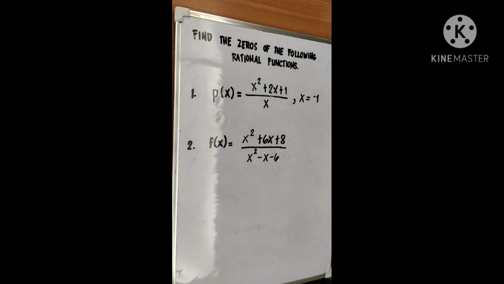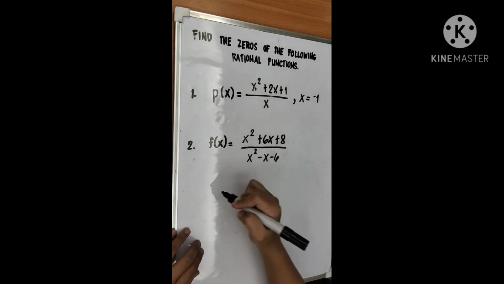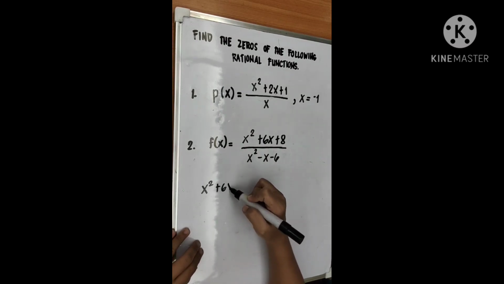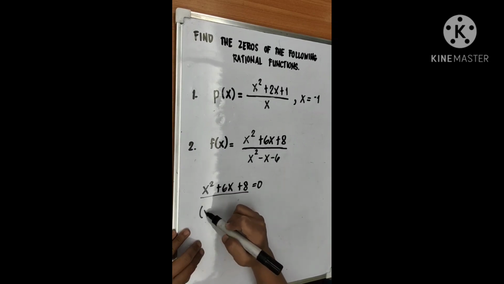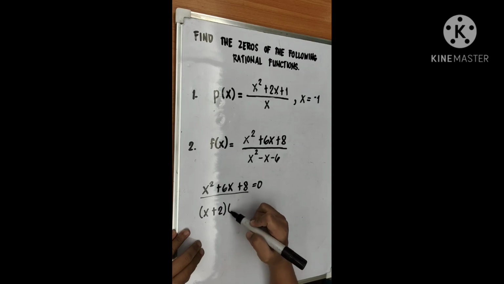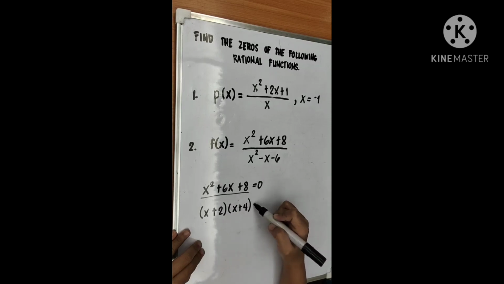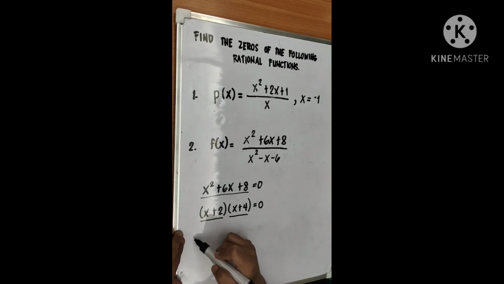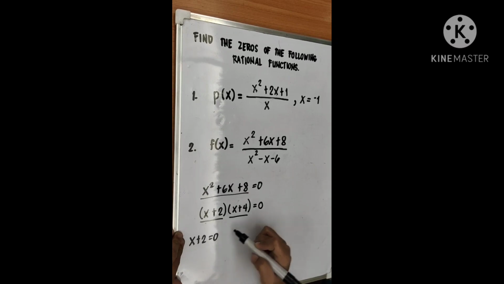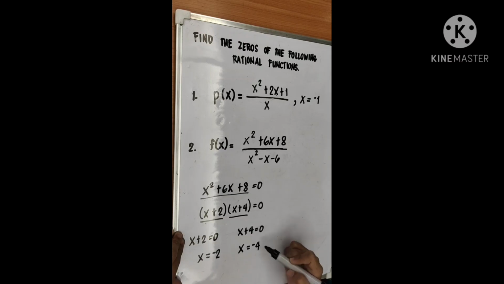Now for number 2 example, we will be equating our numerator x squared plus 6x plus 8 to 0. So x squared plus 6x plus 8 is equal to 0. So this has factors x plus 2 and x plus 4. So now let us equate each of the factors to 0. So we have x plus 2 is equal to 0, and x plus 4 is equal to 0. It follows that x is equal to negative 2 and x is equal to negative 4.